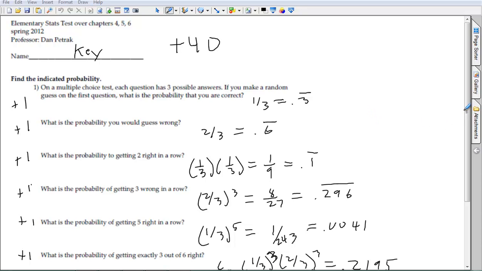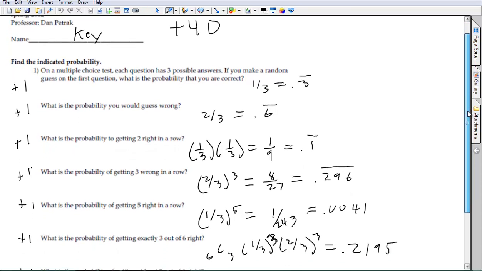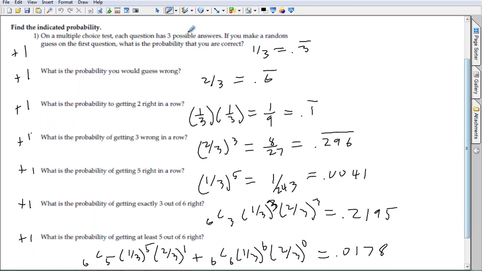The first questions here are just on probability. I think a lot of people maybe read too much into this. It's just probability: success over total. So there's three answers to a question. What's the probability you guess it right? That's 1 out of 3. Probability you guess it wrong, 2 out of 3.